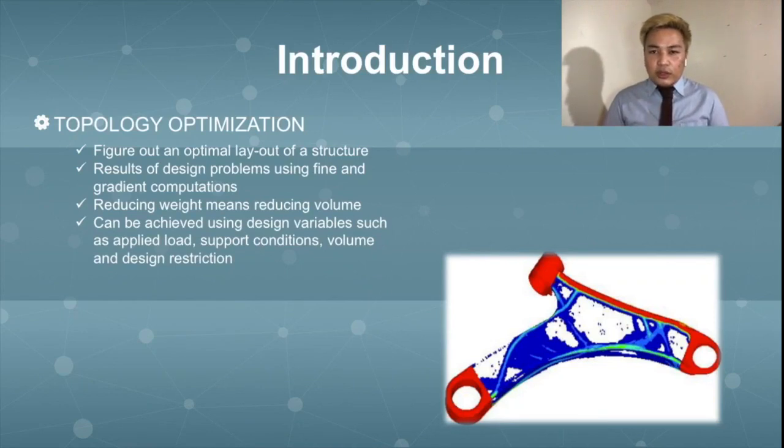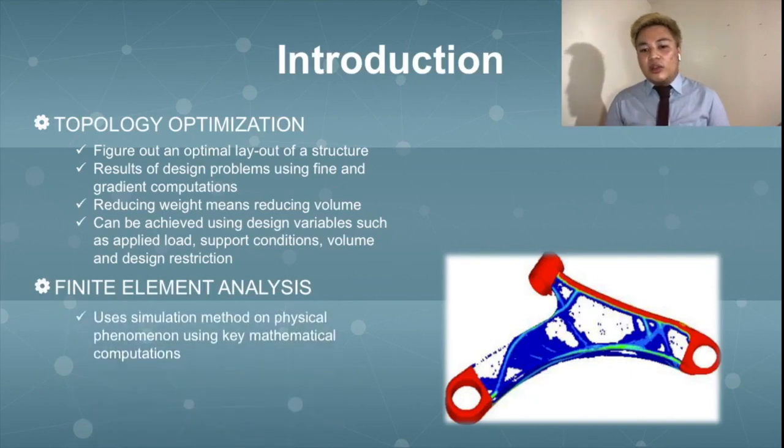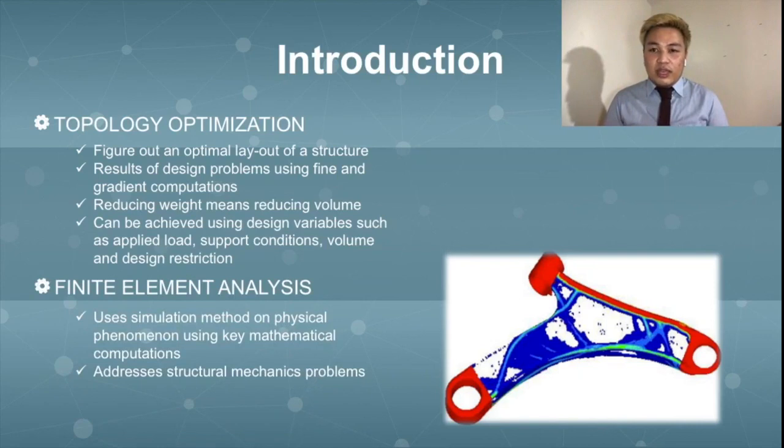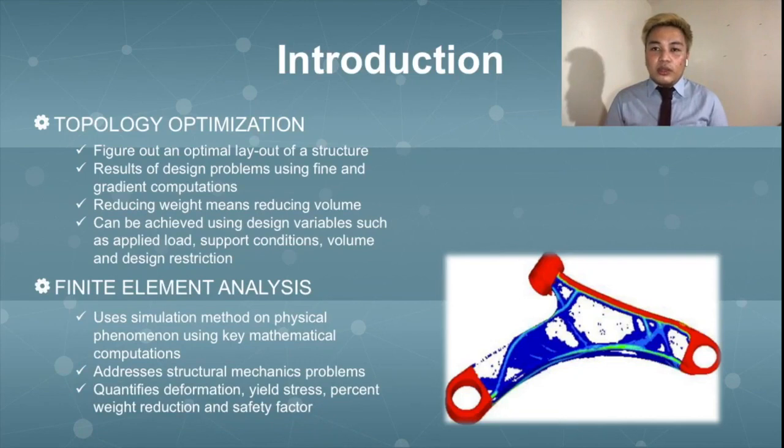Before we can optimize a design, we need to perform first a finite element analysis. We need this because it uses a simulation method on physical phenomena using key mathematical computations. This addresses structural mechanics problems and quantifies deformation, yield stress, percent weight reduction, and safety factors. So basically, when we simulate the newly designed model, it will instantly give us values for these. And it is important that we consider the finite element analysis so that we can see the load paths or the stresses in certain parts of the component.